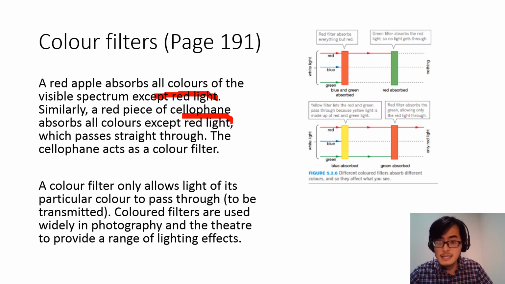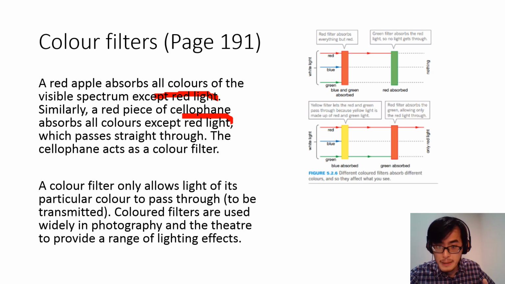So if you look at this diagram on the right, if you have this particular object, it says that if you have a red filter, it will absorb everything but red. So red will be reflected, or it will not be absorbed by that particular object. And if you have a green filter, it will absorb the red light, so no light will go through. So that is the diagram at the top.